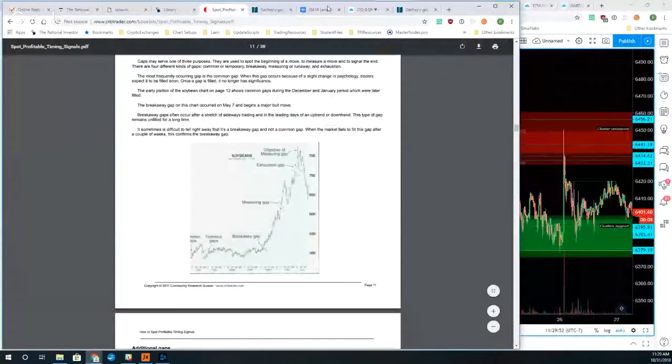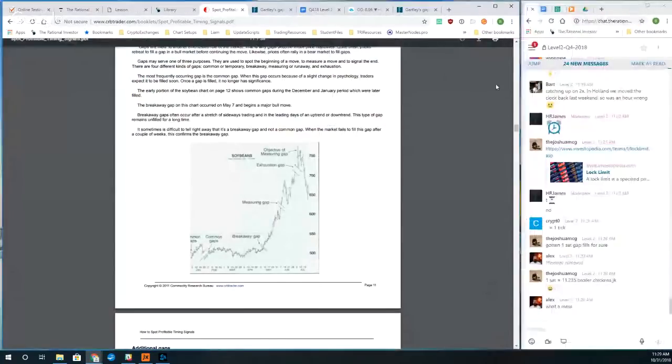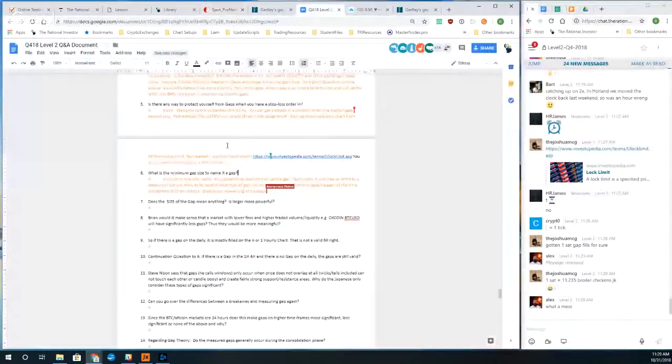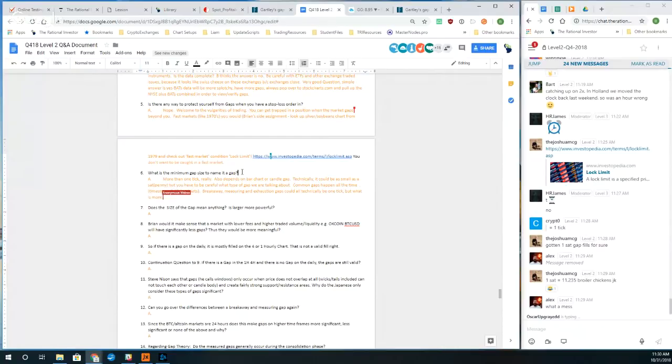But simply put, I think it's probably more important for you to understand the context of how the gap is happening and why. Is the market actually breaking out of a trading range with the price gap? That's important, versus just a common gap where the market quickly fills it back in.